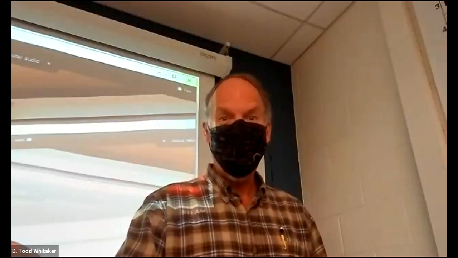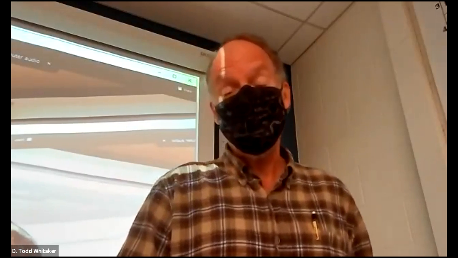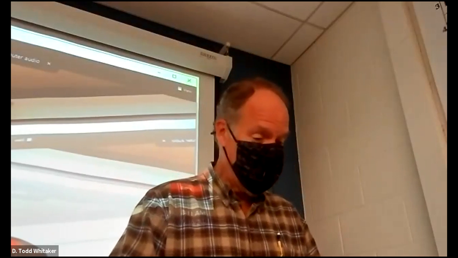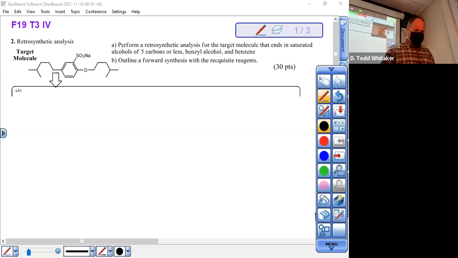All right, everybody, we have a request to do a retrosynthetic analysis from fall 2019, and here it is. We have to make this target molecule right here. It's worth 30 points. It's a pretty big deal. What are we allowed to use? Saturated alcohols of 5 carbons or less, benzyl alcohol, and benzene.